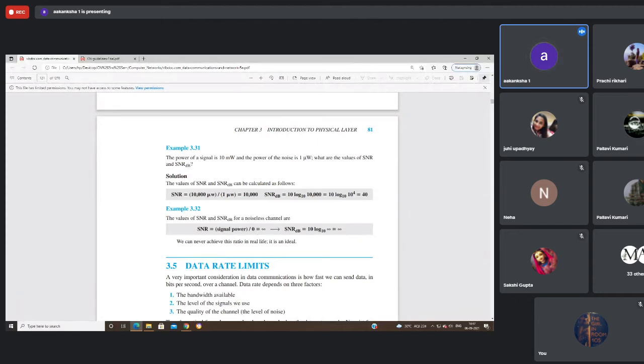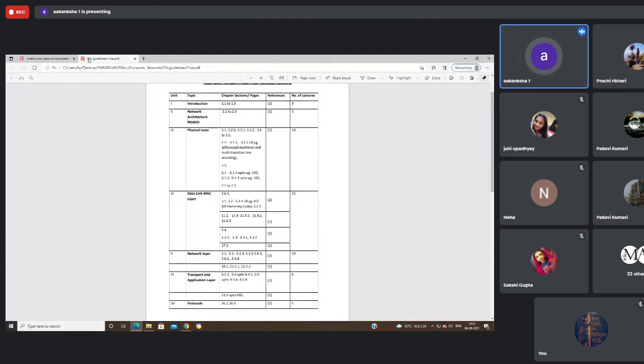So in real life, this is an idealistic case. We cannot achieve infinity for SNR and SNR dB. Fine? So next, we have discussed 3.3 and 3.4.